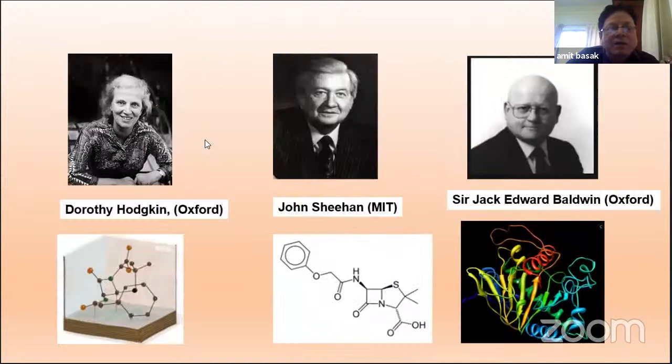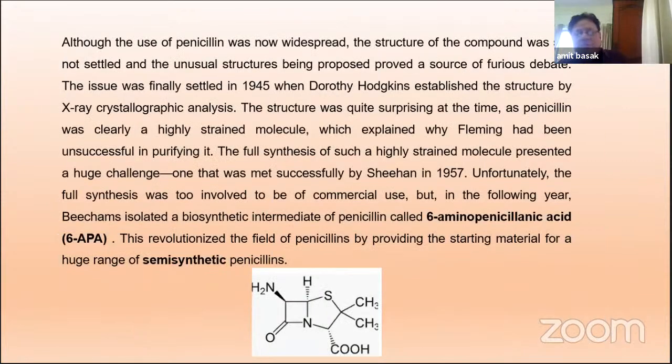Along with that, there were other contributors who didn't discover the penicillin, like Dorothy Hodgkins. She proved the structure of penicillin by X-ray crystallography. John Sheehan at MIT chemically synthesized penicillin, the first chemical synthesis. And Jack Baldwin discovered the enzyme which makes the penicillin in the microorganism. Okay, so all these people contributed to the development of penicillin.